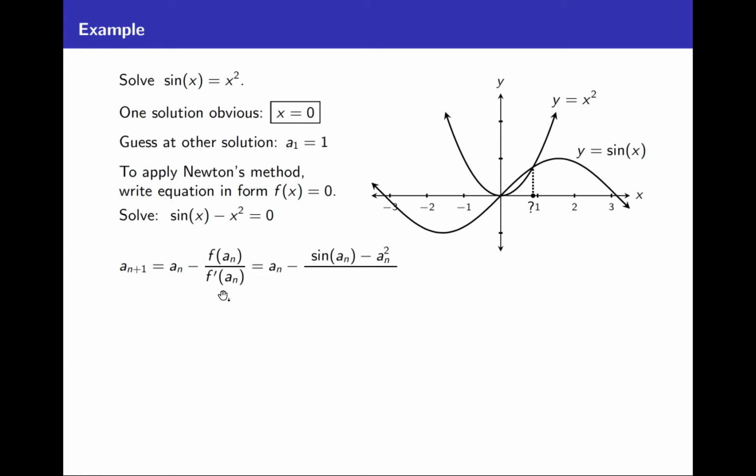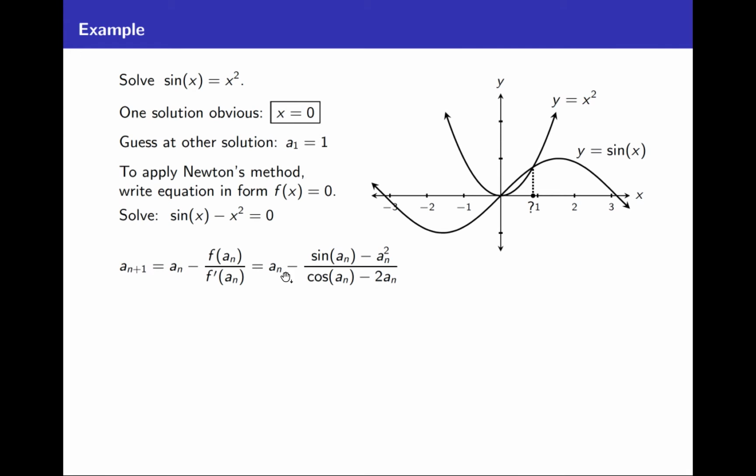And let's work out what this would be. Bring over the a sub n. f of a sub n would be this equation with a sub n plugged into it. That's sine of a sub n minus a sub n squared. And we divide by f prime of a sub n. And look at f prime. It's cosine of x minus 2x. So f prime of a sub n in the denominator would be cosine of a sub n minus 2 times a sub n.